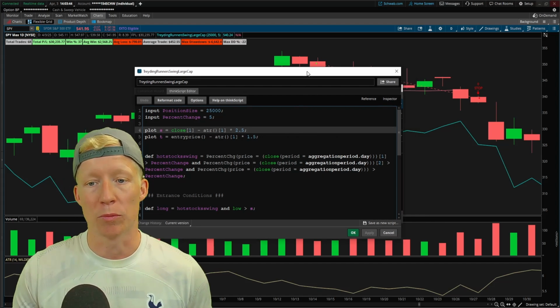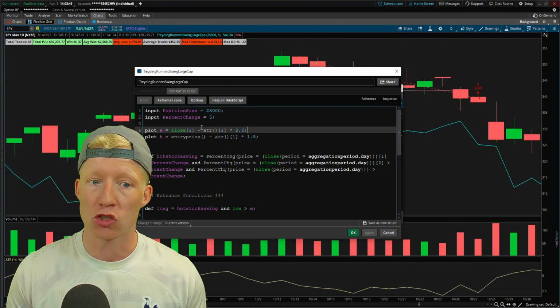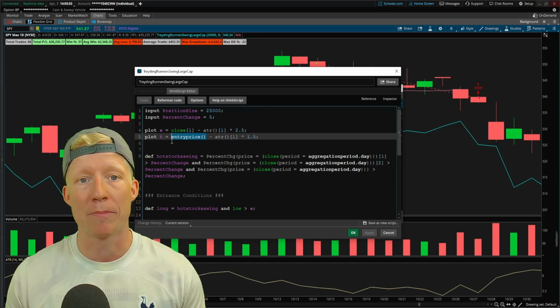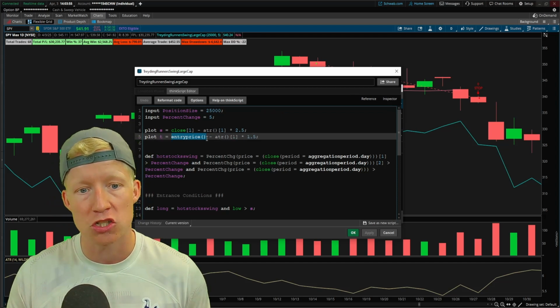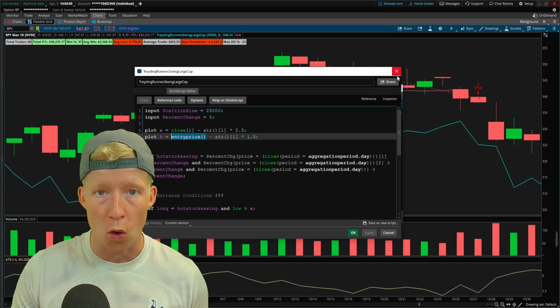Whereas the T plot here will be this salmon colored line that only appears once we are in a trade because it uses the entry price variable. So the price at which I bought the ticker at, according to the strategy, minus the ATR value of the previous candle times 1.5.